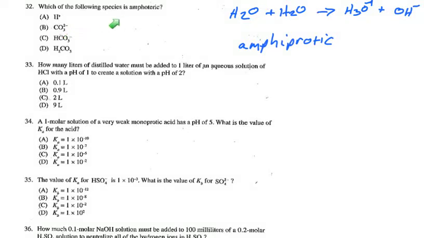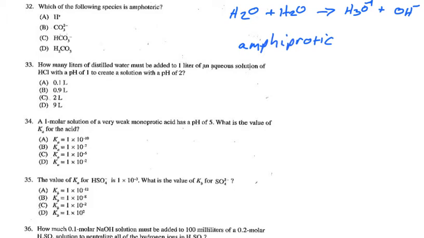Number 32, which of the following species is amphoteric? So amphoteric means that something can act as an acid and a base. So water, in the autoionization of water, is acting as, well, this first one is gaining an H, so it's acting as a base, and it gets it from this one, which is losing an H, so it's acting as an acid. Now, it doesn't have to be doing this with itself, of course, but it has to have the ability to gain an H and lose an H.